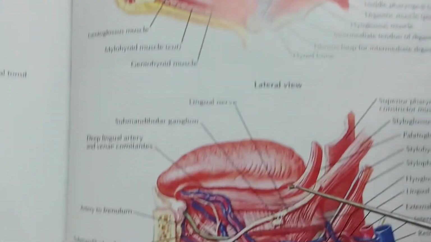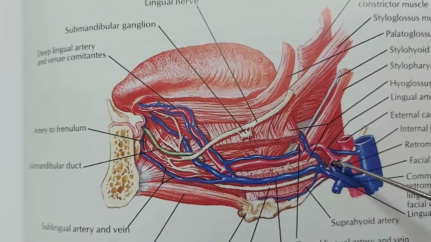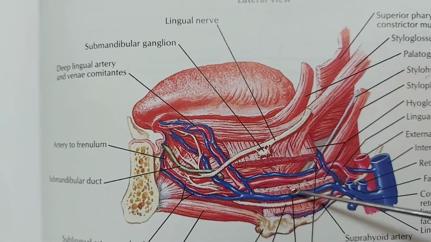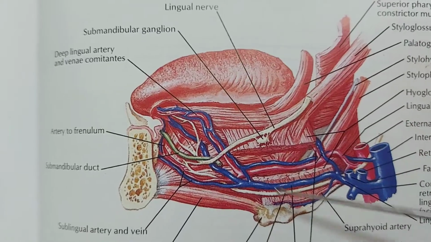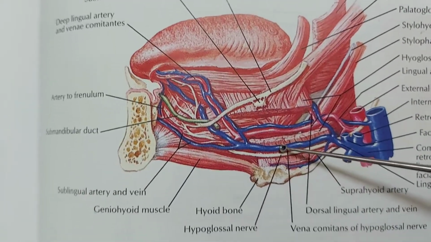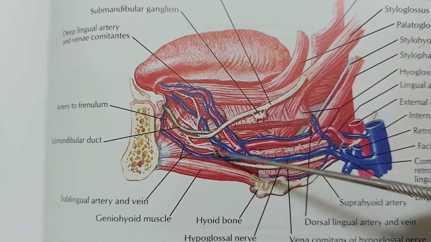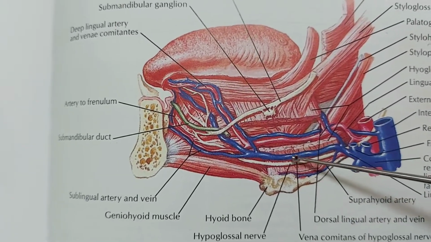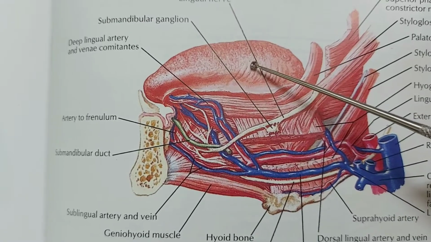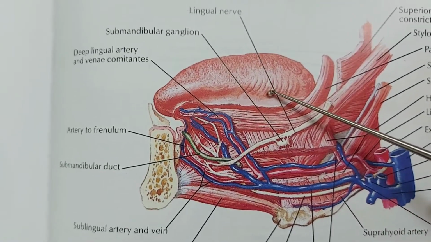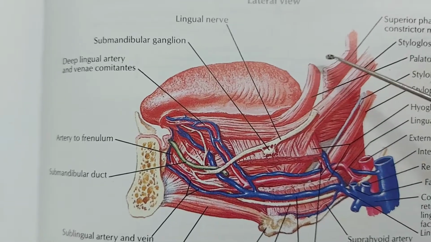Hypoglossal means here we can see there is a nerve that is underneath the tongue. So it is known as the hypoglossal. This is the hypoglossal nerve. This is the 12th cranial nerve. This nerve supplies the motor part of the whole of the tongue except the palatoglossus.